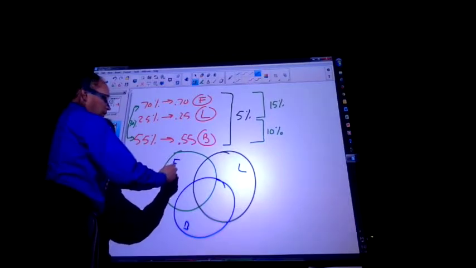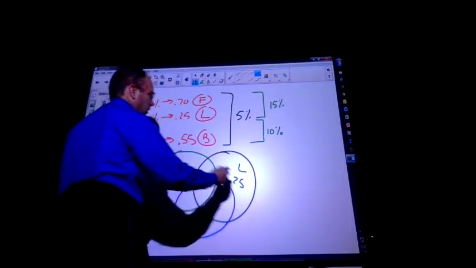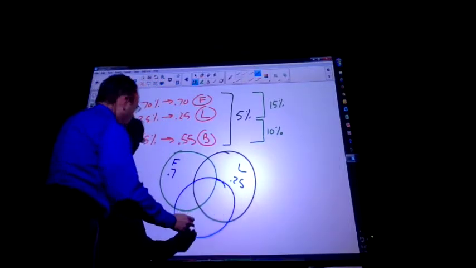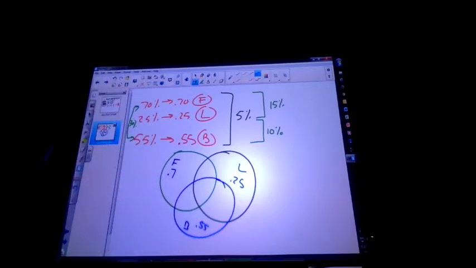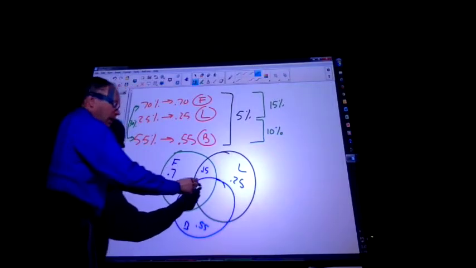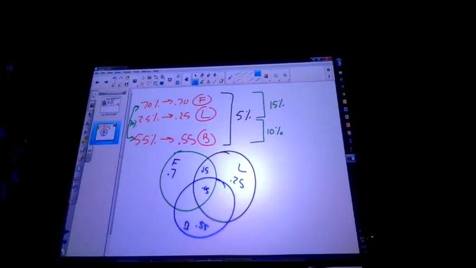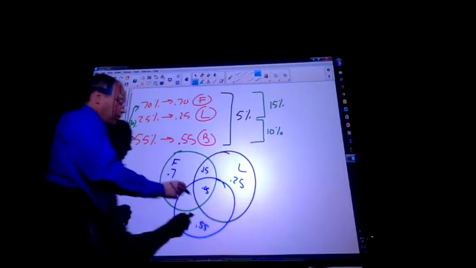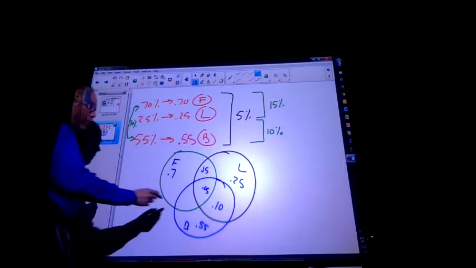Football is 70%, and of those 70%, we're going to start docking away from it. Lacrosse, we had 25% or 0.25. Basketball, we had 55%. The intersection of football and lacrosse is 15%. All 3 is 5%, so that's 0.05. Lacrosse and basketball is 10%, and football and basketball is 30%.